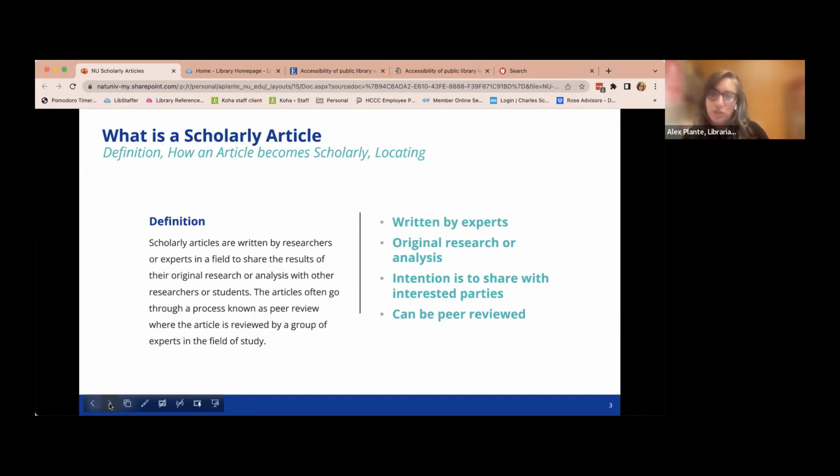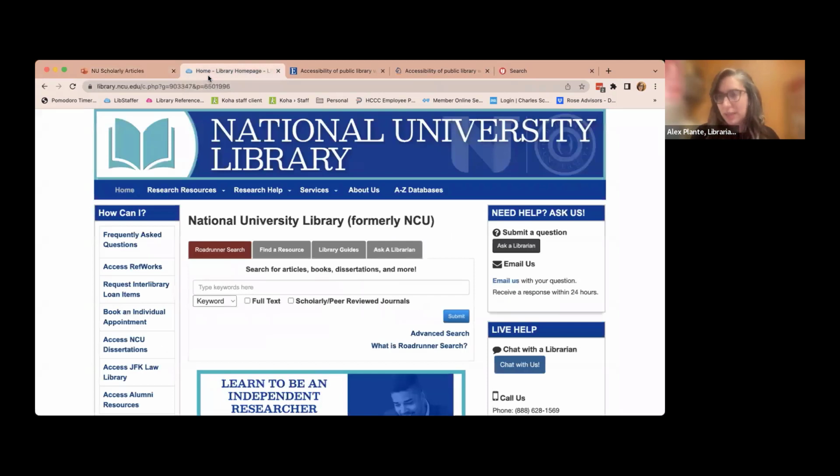It is oftentimes original research, or at the very least, original analysis. And then there is the intention for this information to be shared with interested parties. And that really is the crux of the reason that we care so much about what type of information you're getting, right? And evaluating the information that you're getting. And more often than not, these articles are going to be what is known as peer reviewed, okay? So I'm going to take us on a brief sojourn over to the library website, okay? If you guys haven't been here, it's a newly revamped NCU.